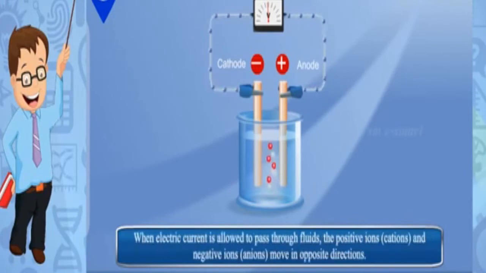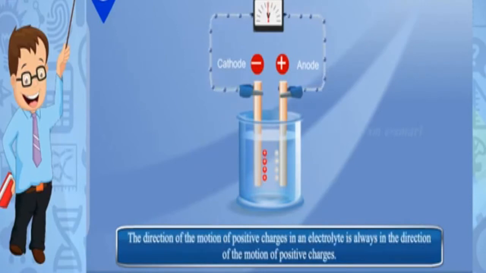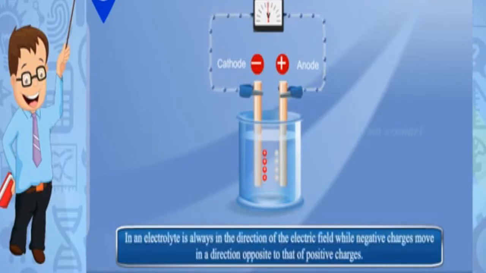When electric current is allowed to pass through fluids, the positive ions, known as cations, and negative ions, known as anions, move in opposite directions. The motion of positive charges in an electrolyte is always in the direction of the electric field, while negative charges move in a direction opposite to that of positive charges.